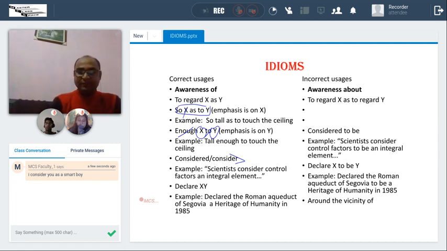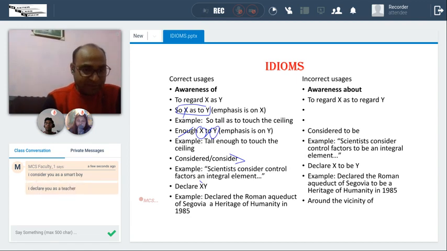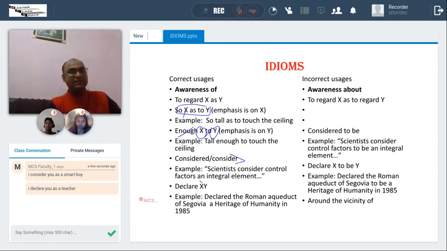At the same time, when we use declare, the same rule is applied. Whenever it is declare, it's in what? Again, declare x, y. So if I write I declare you as a teacher, again it is incorrect. Why? Because after declare, as should not be used. Fine. So there are two words, consider and declare, where we do not use any word.